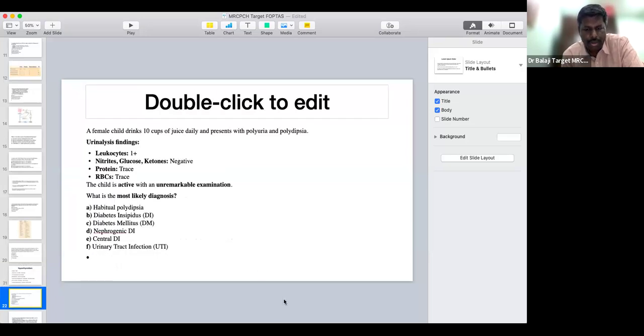Okay, doctor. So now you look into this and try to find out. A female child drinks 10 cups of juice daily and presents with polyuria, polydipsia. Glucose and ketones are negative. Protein is trace. RBC is trace. Leukocytes 1 plus. Nitrates negative. So the child is active with an unremarkable examination. So what is the most likely diagnosis? So who wants to take this?